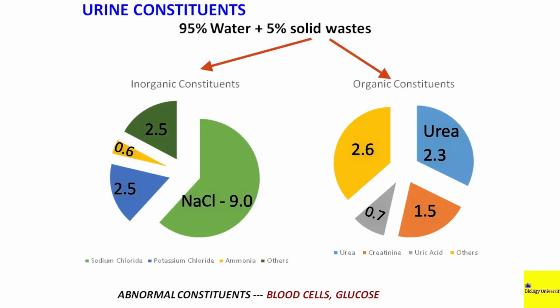The normal human urine consists of about 95% of water and 5% of solid waste. The solid waste may vary according to the food taken, and these are approximately as follows. The inorganic constituents are sodium chloride, potassium chloride, ammonia, with sodium chloride being the maximum, and the organic constituents are urea, creatinine, uric acid, with urea being the maximum. Urine also has some abnormal constituents present in it like blood cells and glucose.